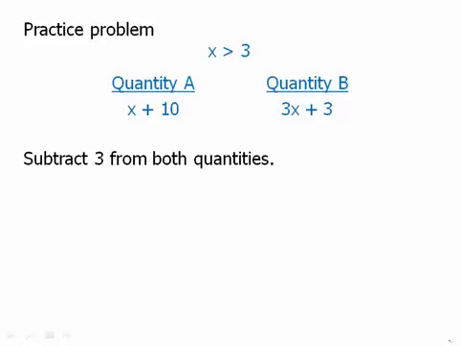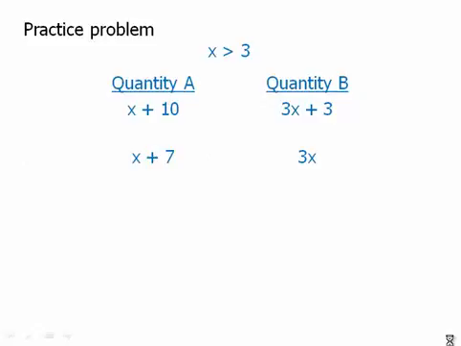Instead, it's a good idea whenever there are x's in both quantities to try and simplify so that you only have one x. It's sort of similar to if you have an equation and you try and isolate x. You try to solve for x. So I'm just going to subtract 3 from both quantities.